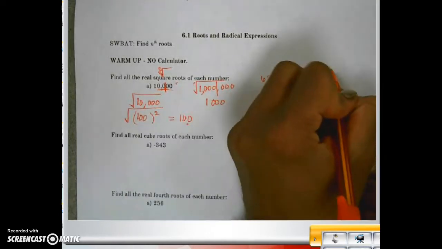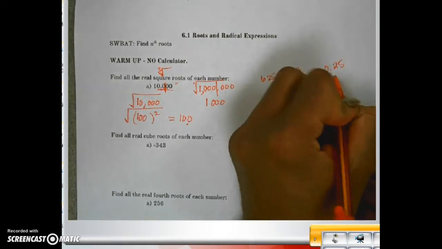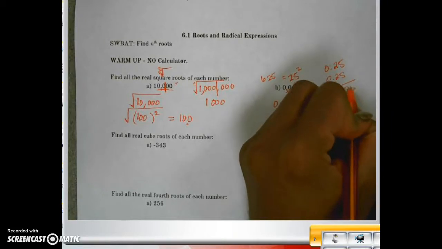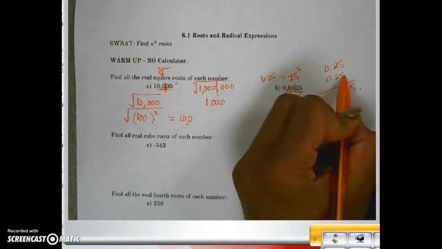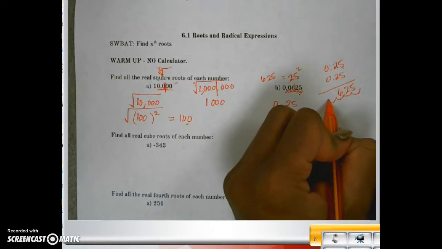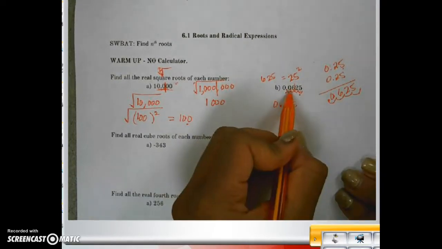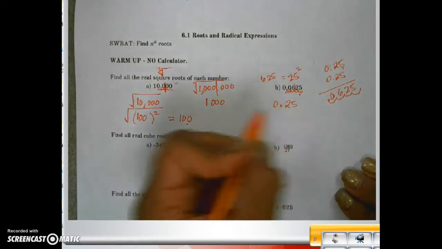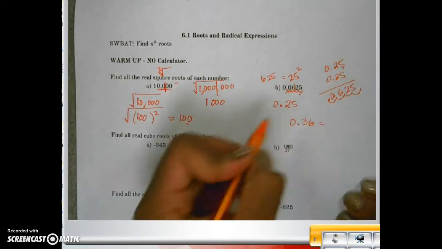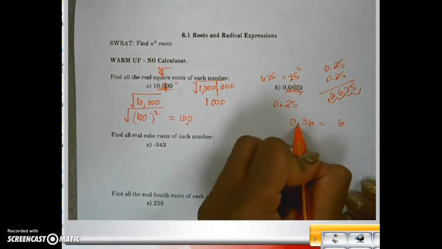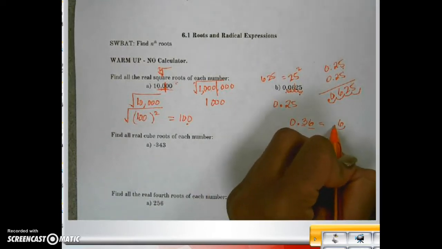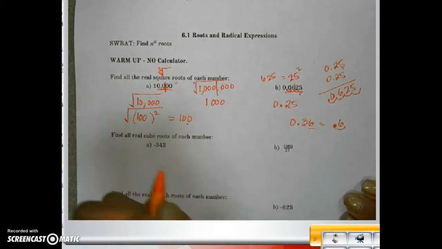So let's check it. 0.25 times 0.25. Well, I already know 25 times 25 is 625. But remember, you move it over 1, 2, 3, 4 places. And then I'm grateful because we get back to our original problem. Similarly, if I had 0.36 instead, well, I know the square root of 36 is 6. If there are two numbers after the decimal point, then this one should move over half that amount of times, so it's 0.6.